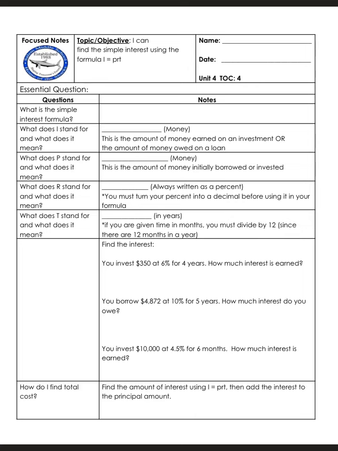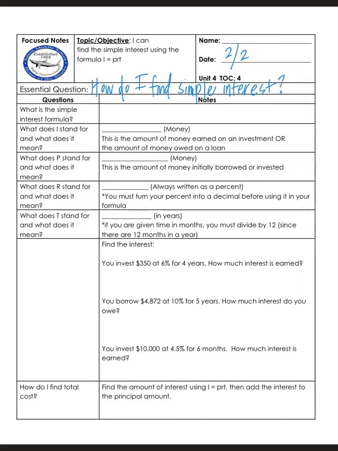Today's date is February 2nd, so go ahead and put that down. Make sure you have your name, and then I want you to write your central question, which is: how do I find simple interest?